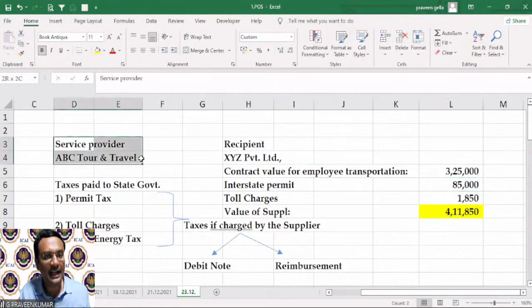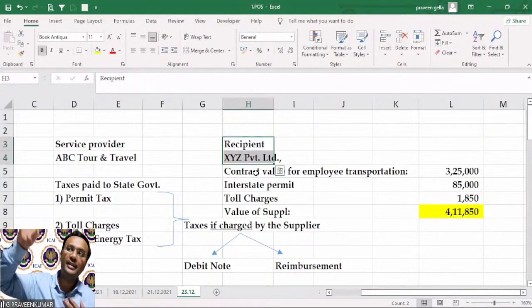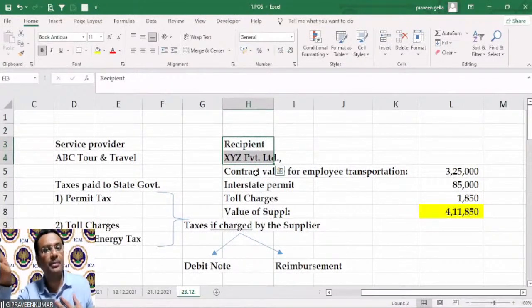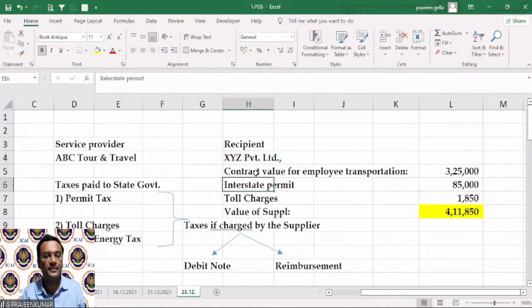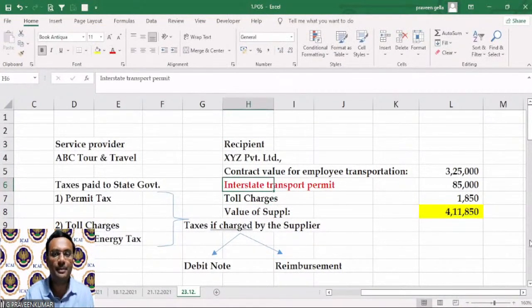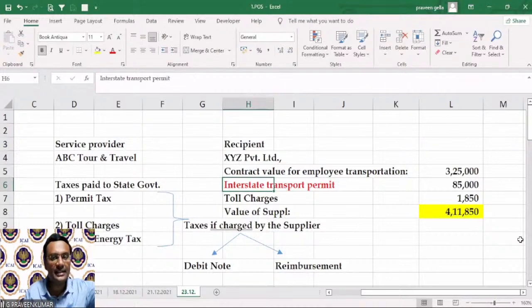This particular service provider has a contract saying that, look, you as a recipient have to pay me back the taxes which I have paid for the purpose of transportation. This particular ABC Tours and Travels says, look, I have gone to Delhi to pick the employees of your company. I have my permit in the state of Haryana. For the purpose of your employees, I traveled all the way from Haryana to Delhi to pick them up and again to drop them back. So I have incurred expense by way of your interstate transport permit. This particular amount was paid to the Delhi government. So when this service provider pays 85,000 to the Delhi government, this being charged forms part of my value of supply. The question comes here.